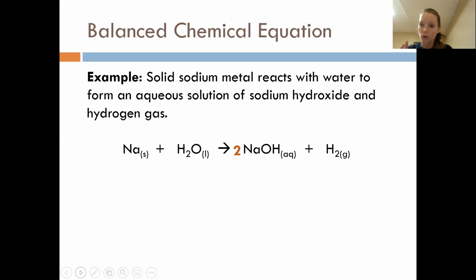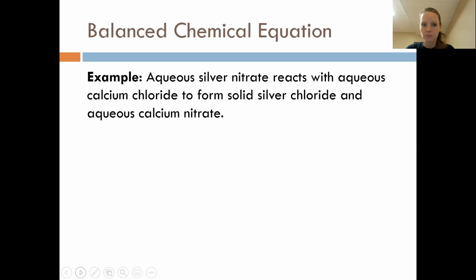So if I double the sodium hydroxide, I now have 4 hydrogen on the product side. That I can easily balance. I just got to put a 2 in front of the water. On the product side, I have 2 sodiums, put 2 in front of the sodium, and the oxygen balances out, 2 and 2. So that one is balanced.